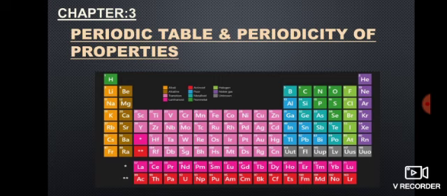So today in this class we will discuss chapter number 3, periodic table and the periodicity of properties. Dear students, as you already know, the periodic table is the backbone of chemistry, and without it, if you don't have any idea, it is very difficult to understand the different concepts of chemistry. So for this we will discuss the periodic table in great detail, step by step.